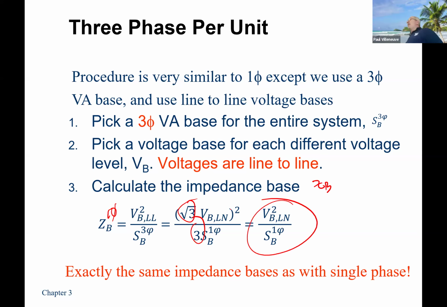It's going to be VB squared phase divided by S single phase. Right? There's no difference. As long as with 3-phase systems you use those 2 criteria, you don't have to do any calculation. If you use a different set of criteria, you're going to have to start multiplying or dividing by the square root of 3 to get good results.